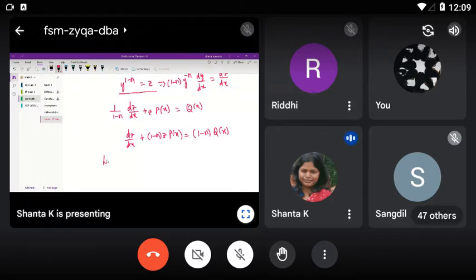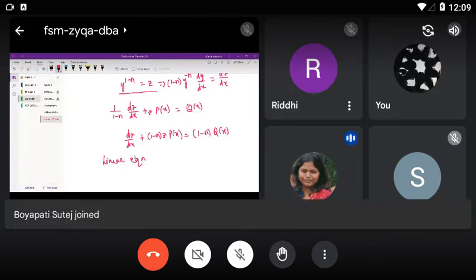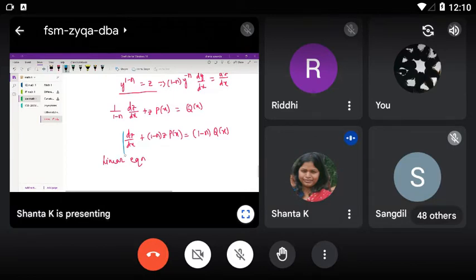So this is a linear equation. Okay. And we know how to solve this linear equation by our previous method, finding the integrating factor. Okay, so one example, let's do.